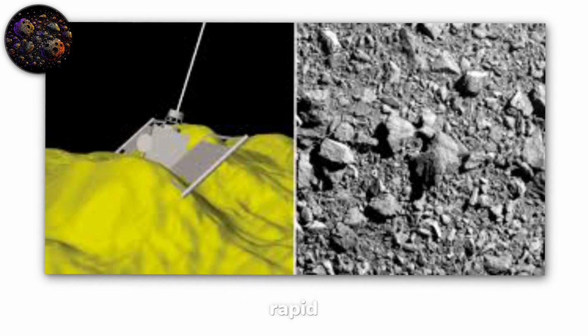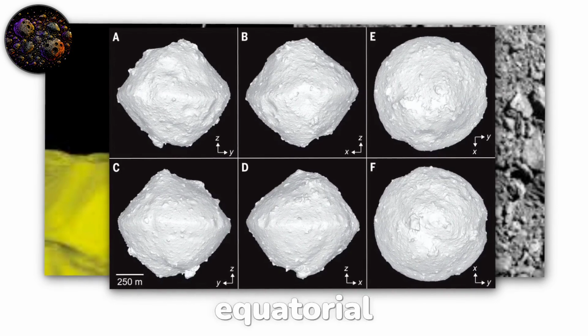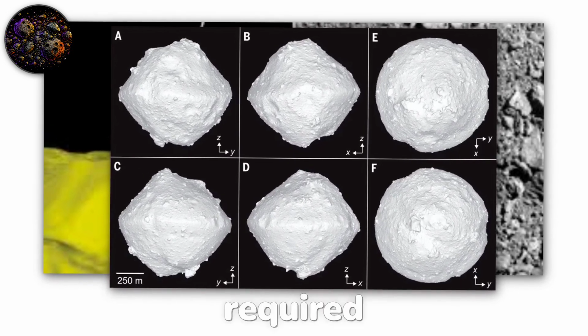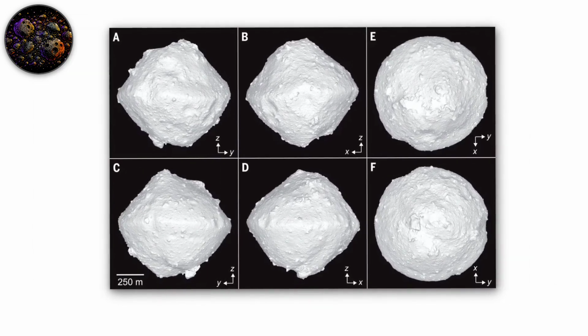Ryugu, Hayabusa 2's target, also showed characteristics consistent with a rubble pile structure, its top-spinning shape being consistent with rapid rotation having redistributed material from the poles toward the equatorial bulge, a redistribution that required the material to be loosely consolidated rather than structurally rigid.